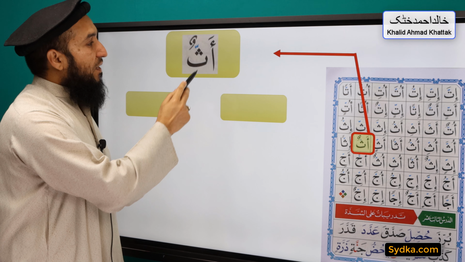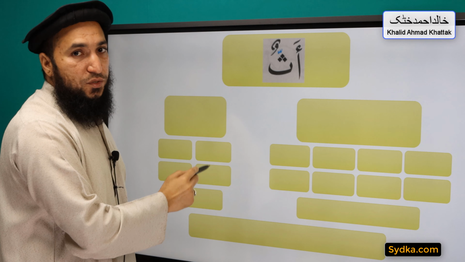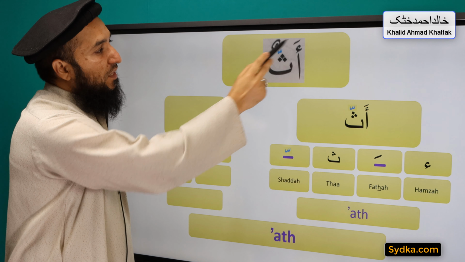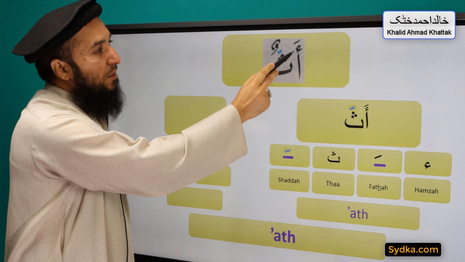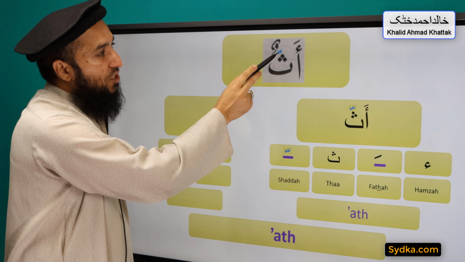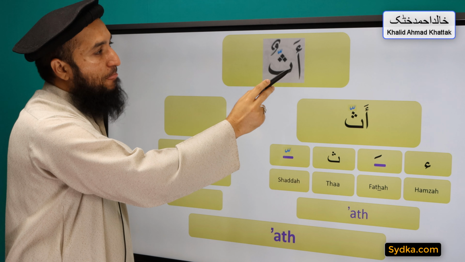The next word we have is athun, and it can be divided into two syllables. The first syllable we have is hamza fatha tha shadda ath. Hamza is a light letter. It has fatha on top of it. It is followed by tha. Tha has a shadda. This alif is silent and it is used as a chair for hamza.